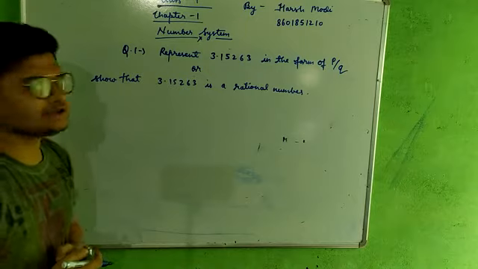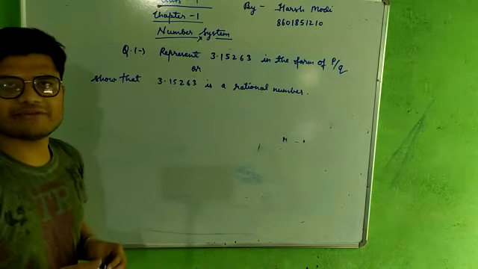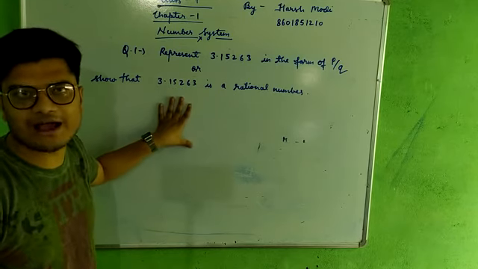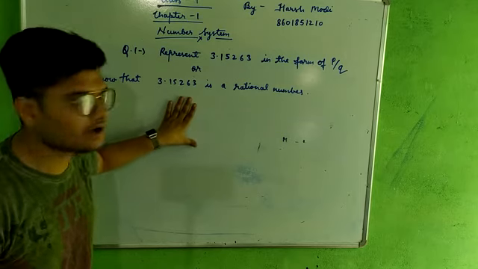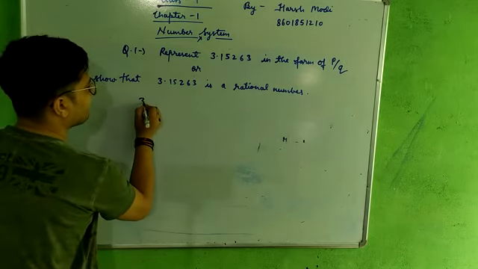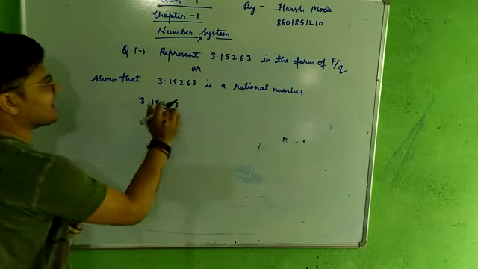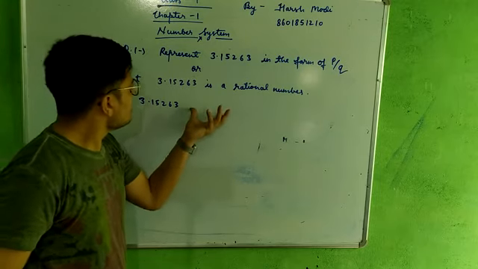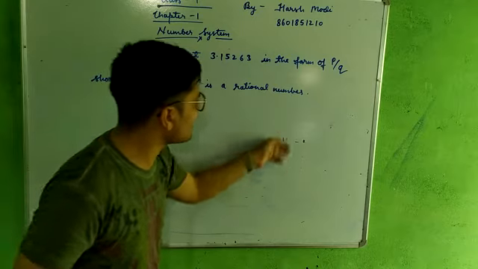Very easy for us. Firstly, if you go through the definition, you can say that it is terminating, that's why it is a rational number. You can see we have 3.15263 and it is terminating. It is not continuously giving answers, we are not getting the values endlessly.